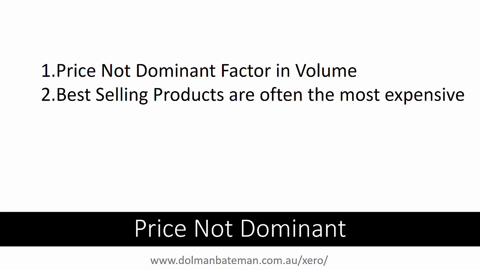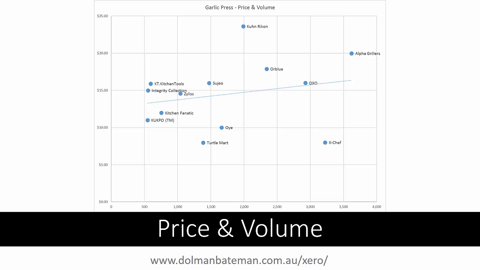Now, I've looked at a couple of products and want to use one. In this case, we're looking at the classic example of a garlic press, which is as good an example as any. And here we have graphed the volume based on the estimated sales from Jungle Scout and the list price. So we can see it as a scattergram, and we can see a number of different products here.